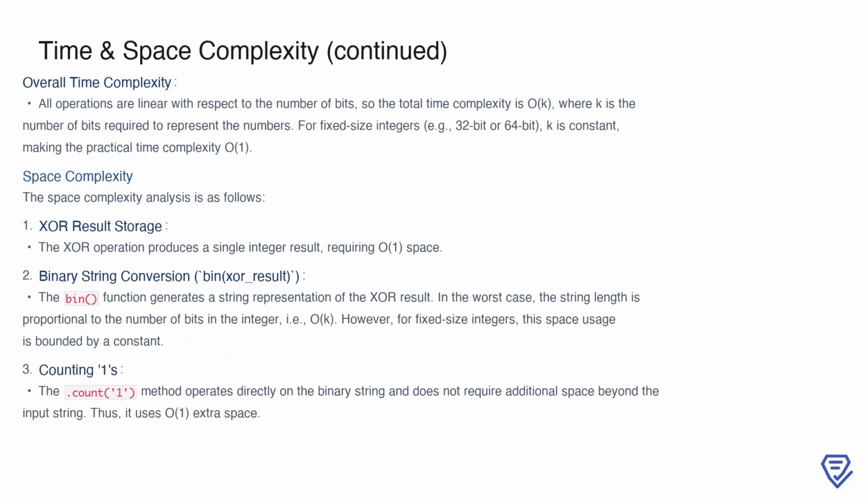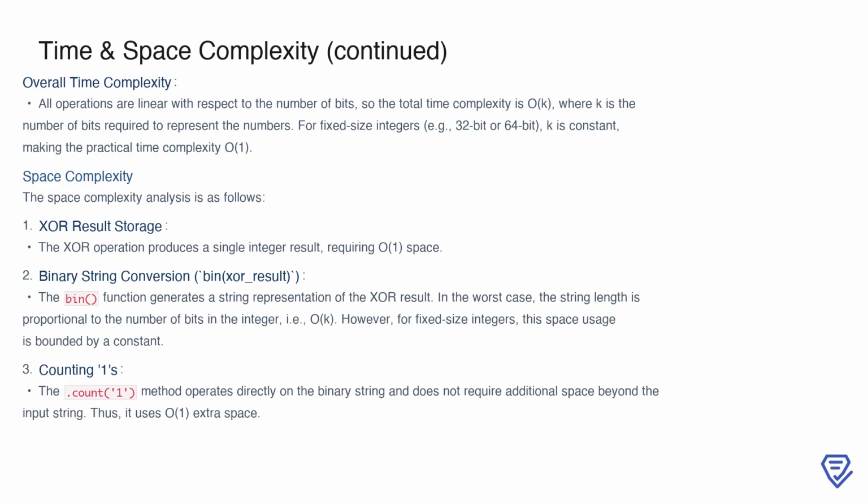When we consider the overall time complexity, all 3 operations, XOR, binary conversion, and counting ones, are linear in relation to the number of bits, k. This means the total time complexity is O(k). However, since modern systems work with fixed-size integers, such as 32 or 64 bits, the value of k remains constant in practical scenarios. As a result, the effective time complexity is O(1).